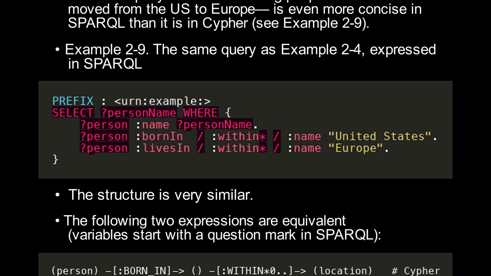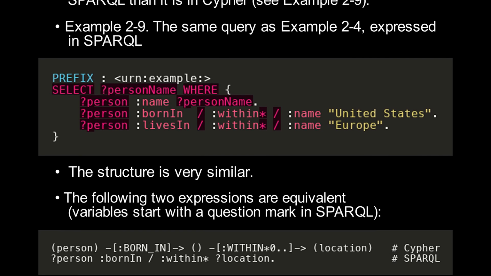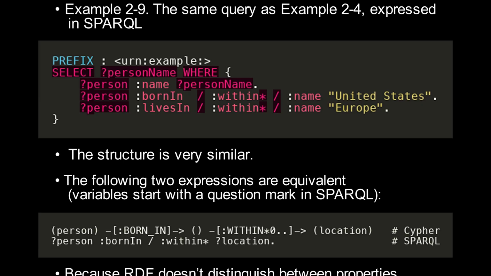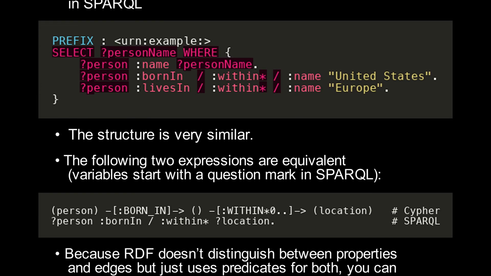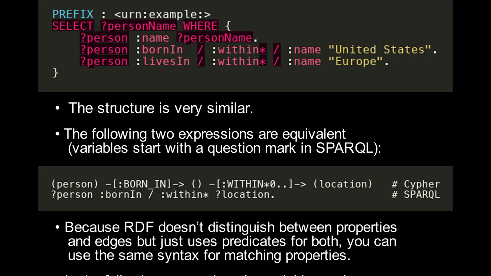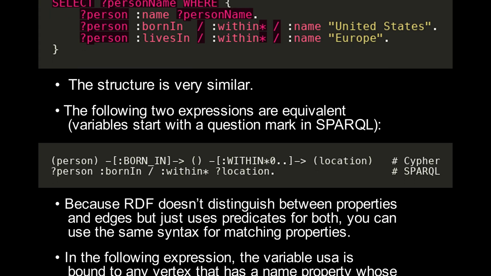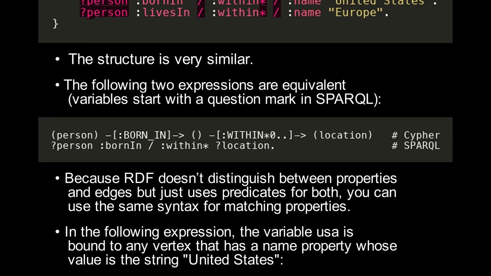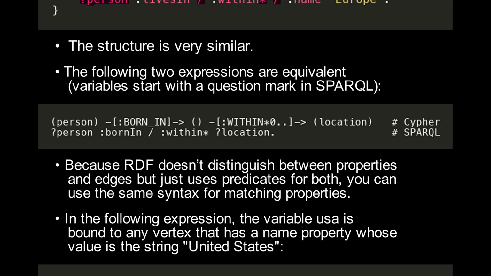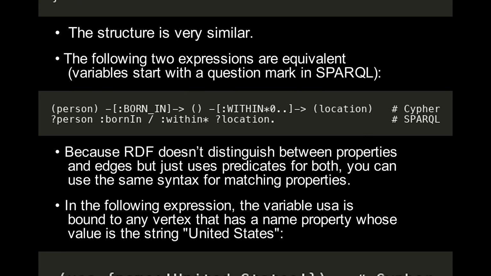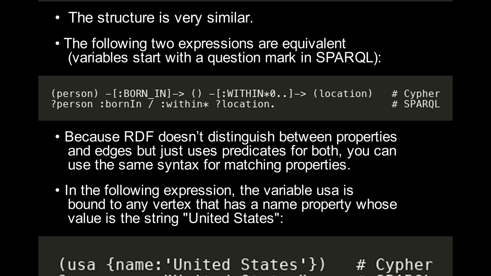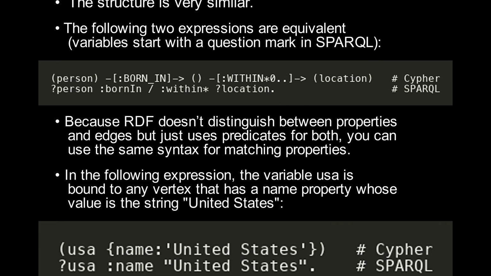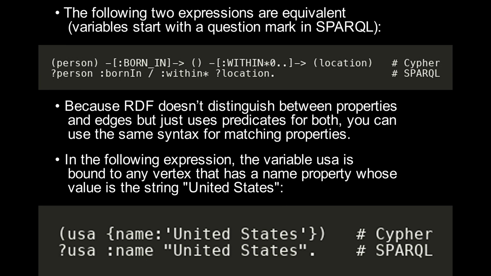The structure is very similar. The following two expressions are equivalent. Variables start with a question mark in SPARQL. Because RDF doesn't distinguish between properties and edges, but just uses predicates for both, you can use the same syntax for matching properties. In the following expression, the variable USA is bound to any vertex that has a name property whose value is the string "United States."